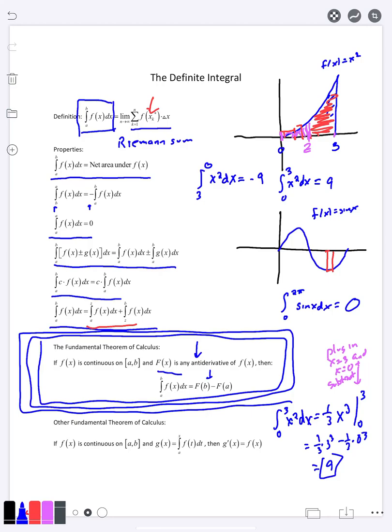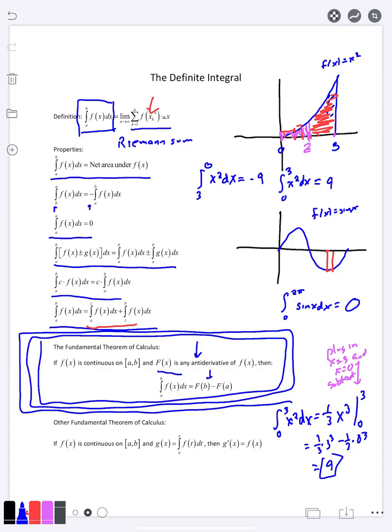So this right here shows you the power of being able to find the antiderivative function. It's going to let you find areas involving that function very, very easily. And if you can't find the antiderivative, you simply cannot use this method, and you have to go the really long way. So this is why we're going to want to get really good at finding antiderivatives.